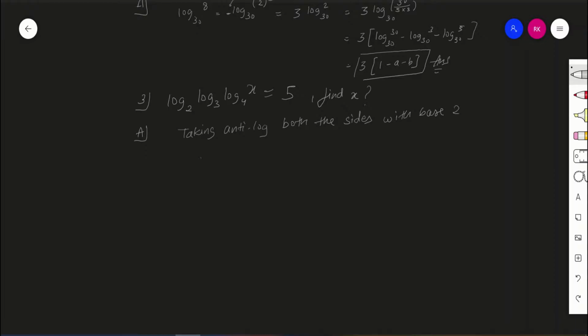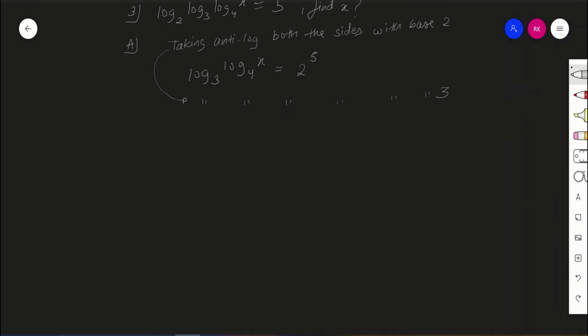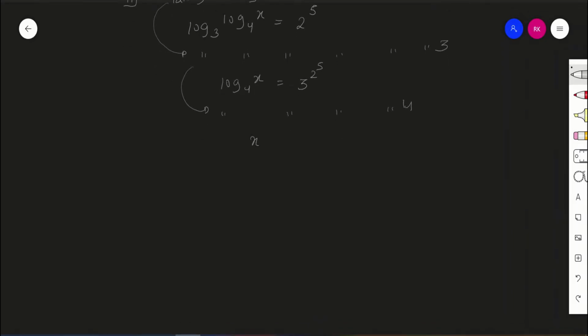So if I take anti-log, my log 2 will be removed and this will be 2 raised to the power 5. I'm going to do this step again, but the base is going to be 3. So log 3 will be removed from the LHS and it will be 3 raised to the power 2 raised to the power 5, and again the same thing with base 4. So my x is equal to 4 raised to the power 3 raised to the power 2 raised to the power 5. That's my solution for x.